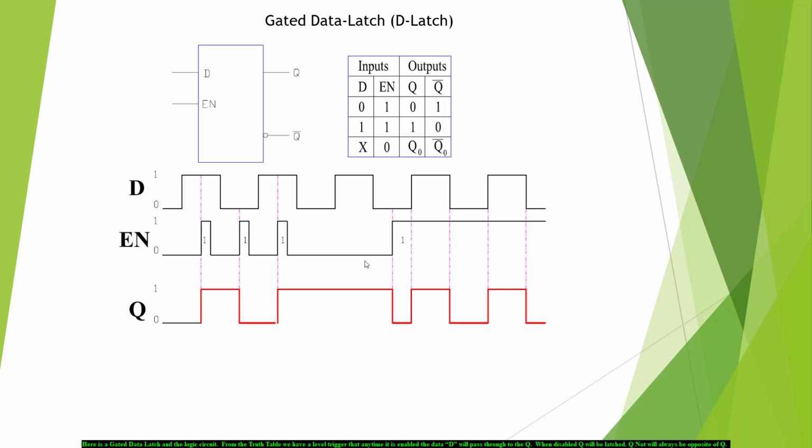Here is a gated data latch and logic circuit. From the truth table, we have a level trigger: anytime it is enabled, the data D will pass through to Q. When disabled, Q will be latched. Q not will always be opposite of Q.